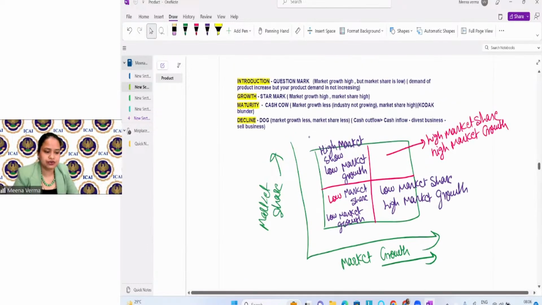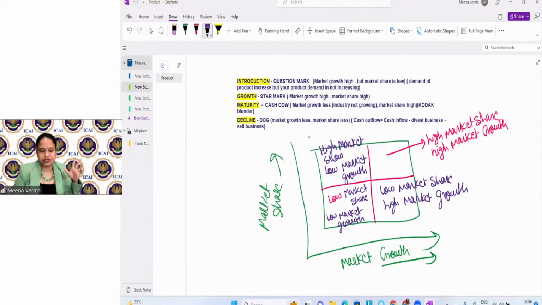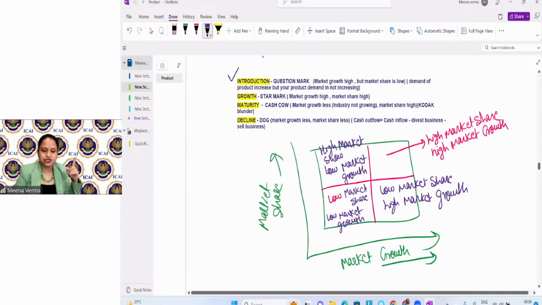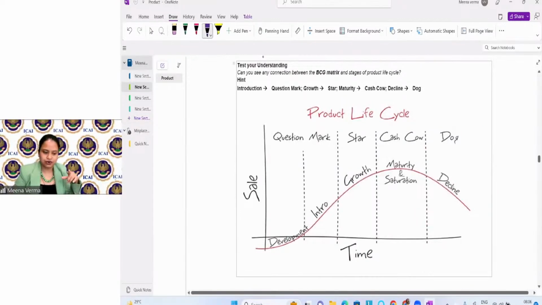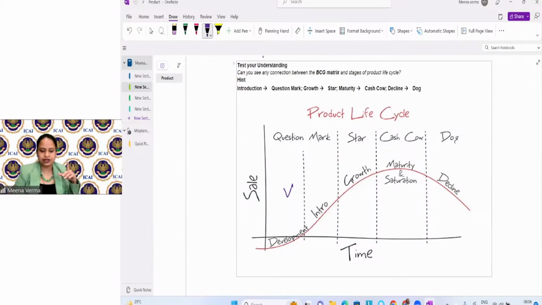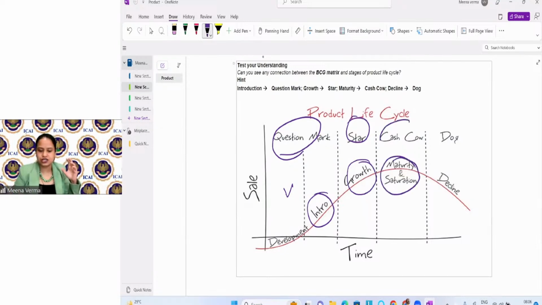Now, the point is that if you will see, they have just compared the entire life cycle with this BCG matrix, right? So, the introduction stage of product life cycle, you can see here, product life cycle, introduction stage. So they have just created a comparison that introduction stage is equal to question mark stage. Okay, growth stage is star market, and maturity and saturation is equal to cash cow, and declining is equal to dog stage. What are these stages?